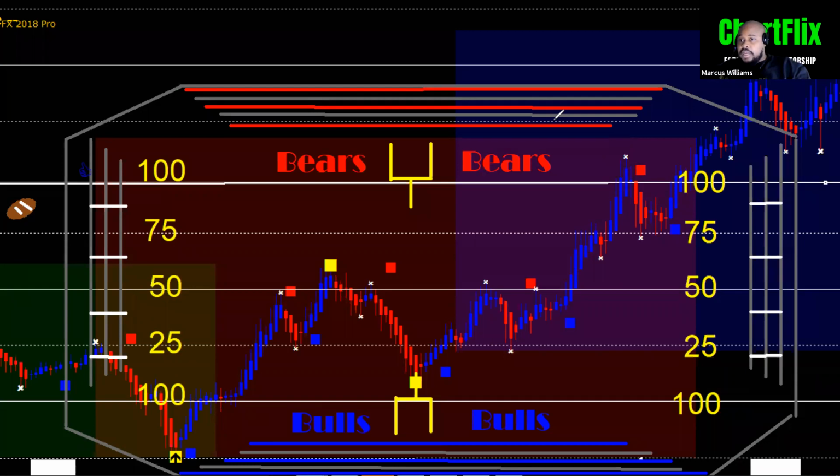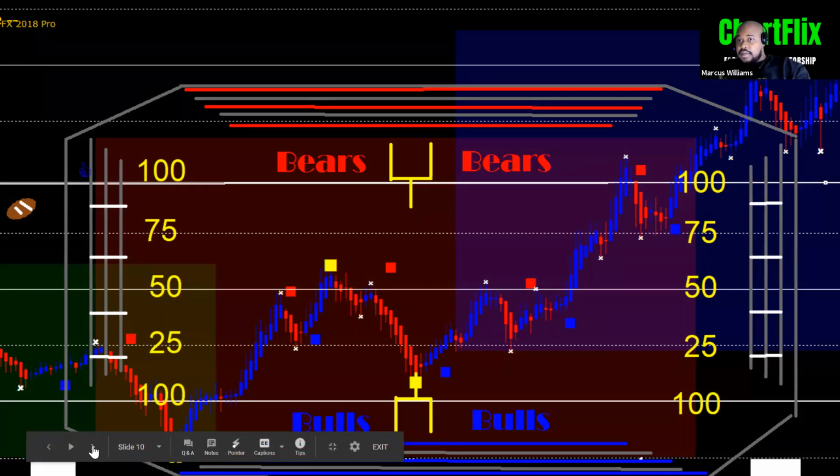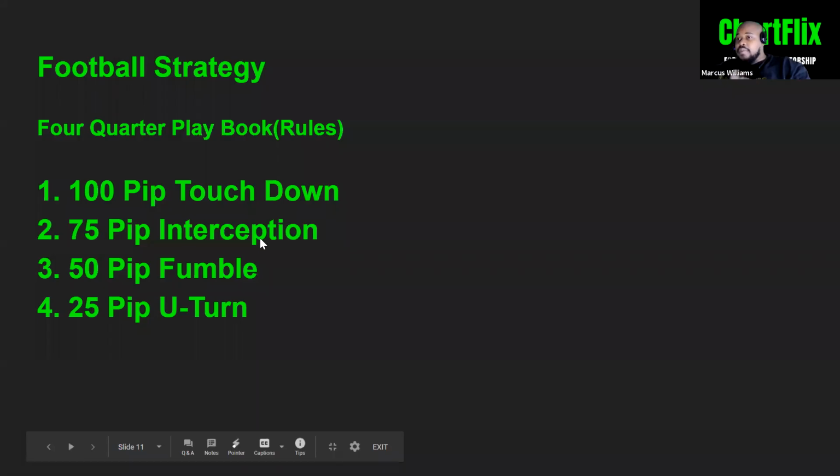That's the first play. The second play is the 75 pip interception. The third play is the 50 pip fumble. I just showed you that. And the fourth play is the 25 pip U-turn.